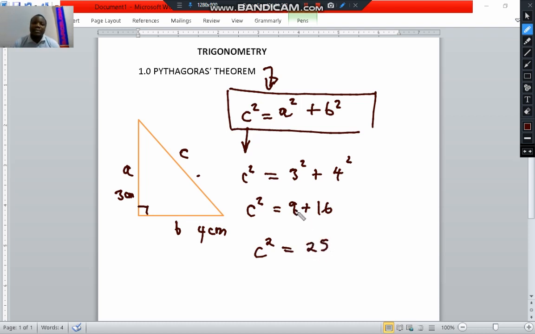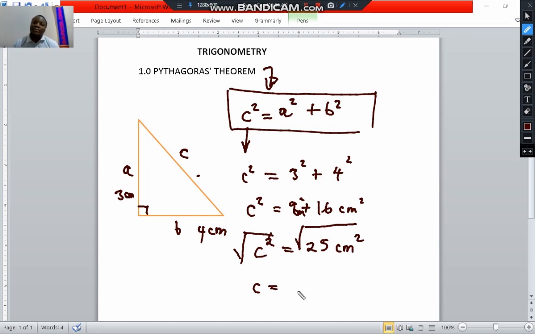These are centimeters squared here, so this means we are going to have 25 centimeters squared. But the question is asking to find the length of c, not c squared. It means we need to square root both sides here, so that the 2 can cancel from our understanding of indices. The 2 can disappear there.